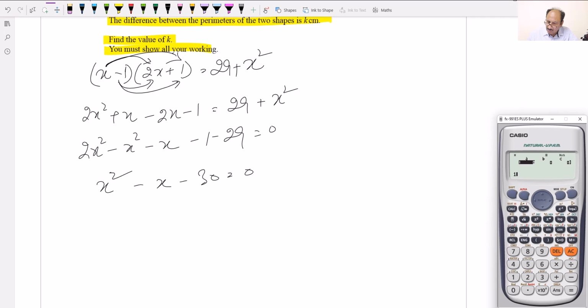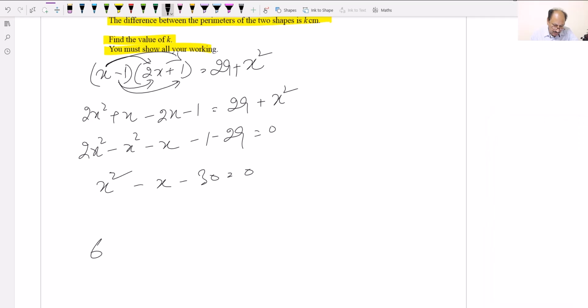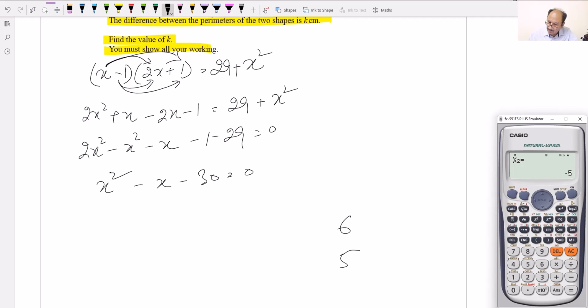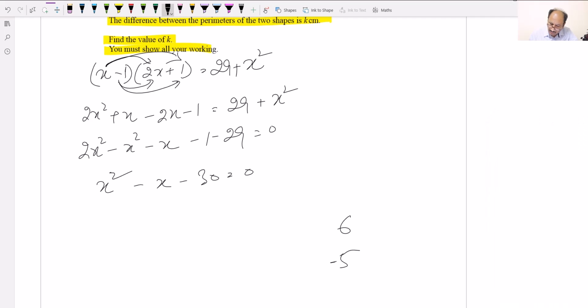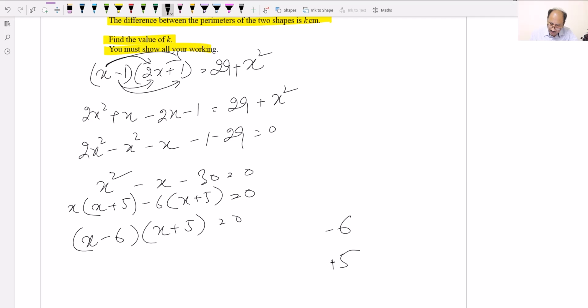So the coefficient of x square is 1, the coefficient of x is minus 1, and the constant value is minus 30, and we are getting 6 and minus 5. This is what we got from the calculator. So we'll change the sign and use these numbers, so we can write x minus 6 and x plus 5 is equal to 0. We can write the intermediate step x into x plus 5, and minus 6 into x plus 5 is equal to 0, and we'll erase this working, which is rough work.